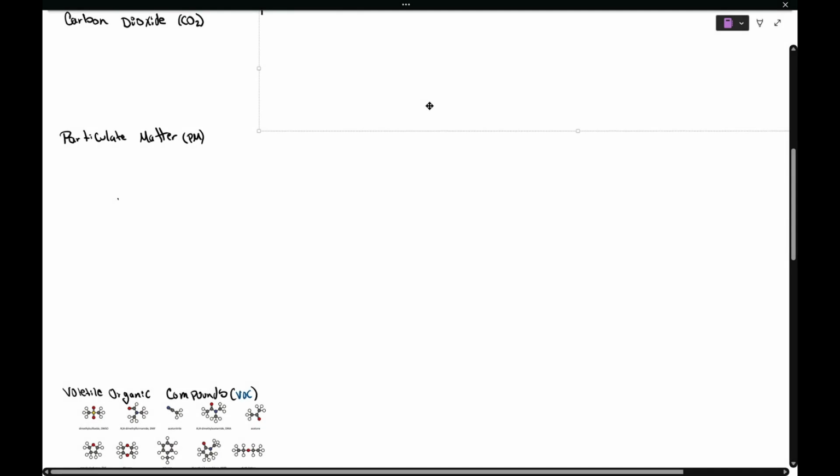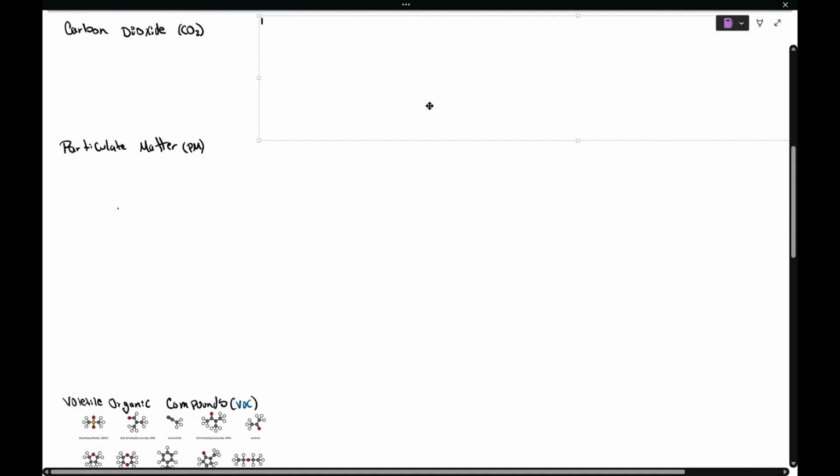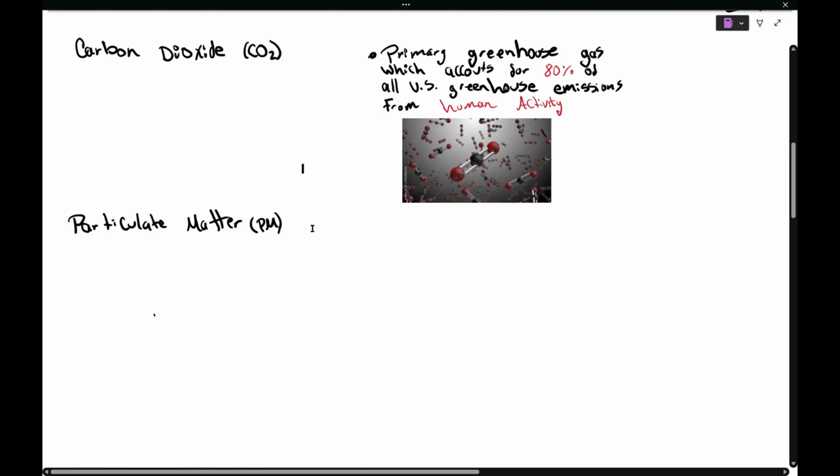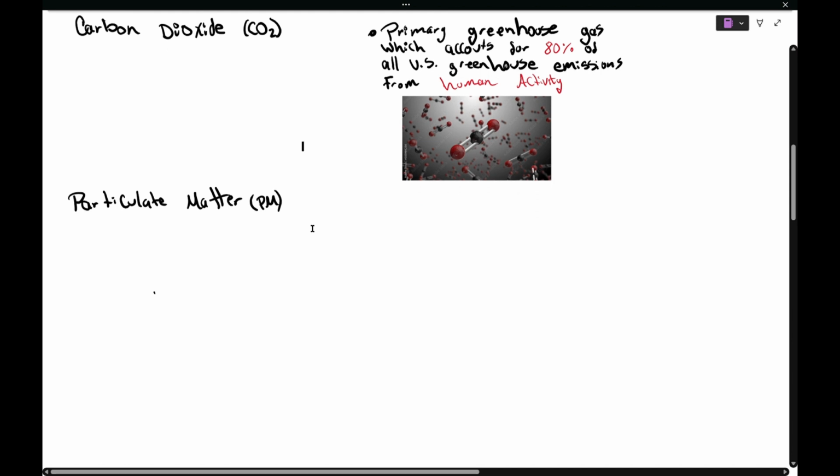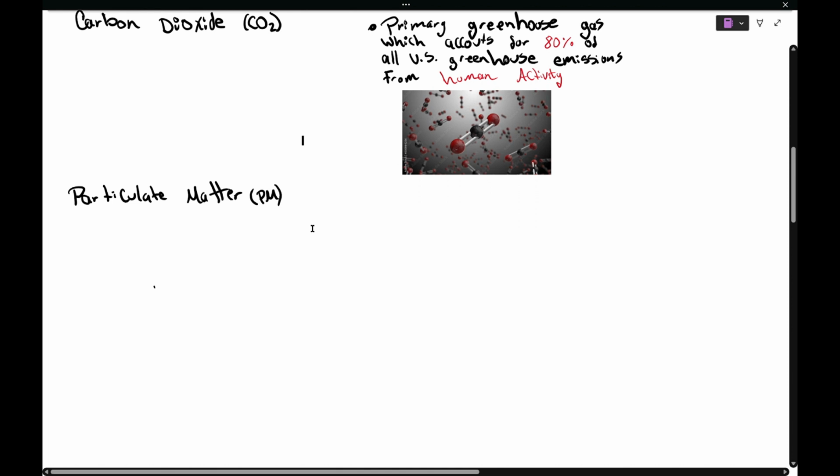Before we begin, we would like to define these components. CO2, or carbon dioxide, is a colorless, odorless gas found in our atmosphere, and CO2 accounts for 80% of the greenhouse gases emitted by the US from human activities.